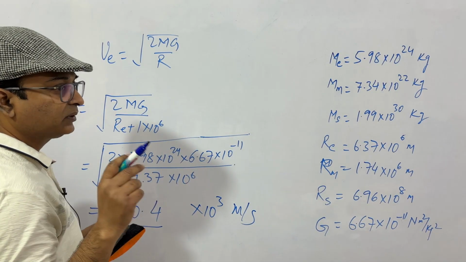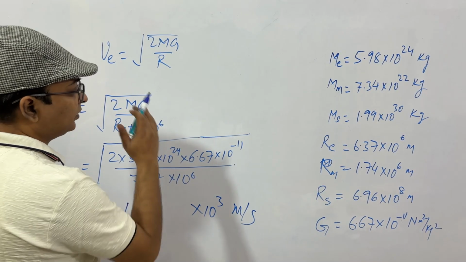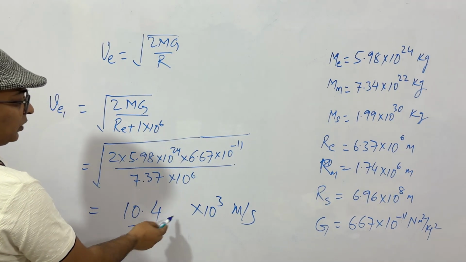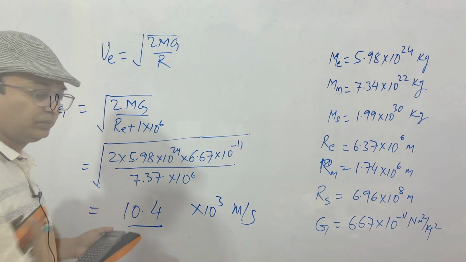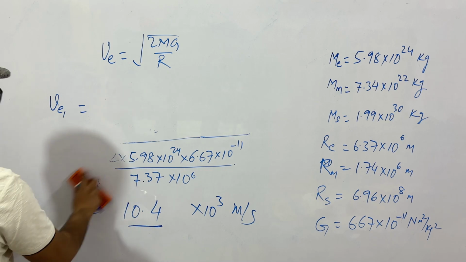See, if you remember, it was 11.19 kilometer per second from the surface of Earth. It reduces to 10.4 kilometer per second at a distance of 1000 kilometer from the surface of Earth. Now let's calculate this for Moon.